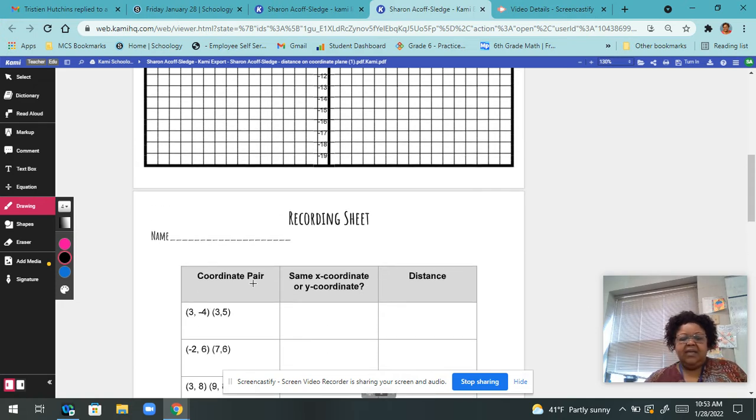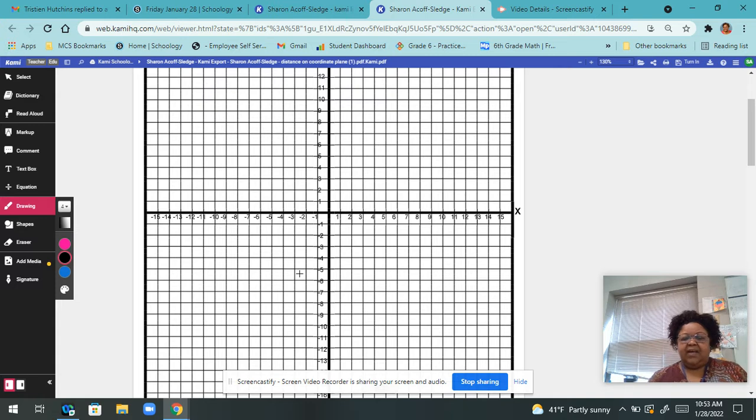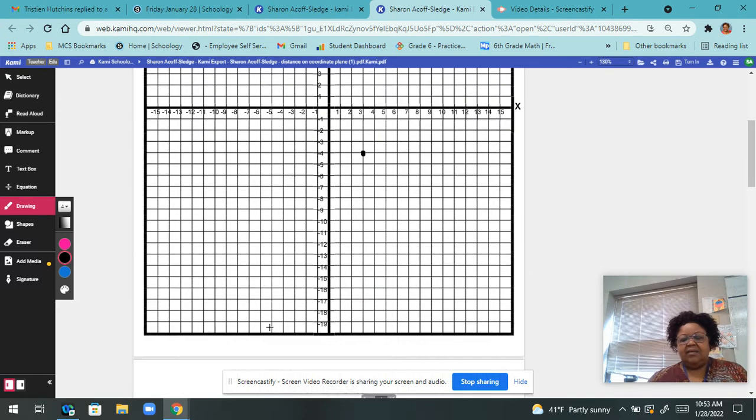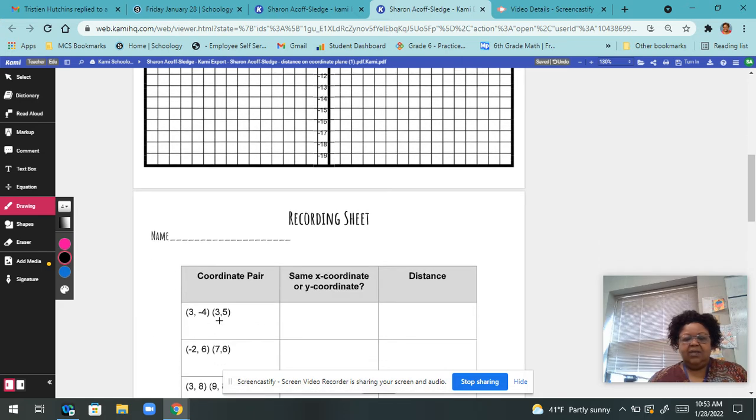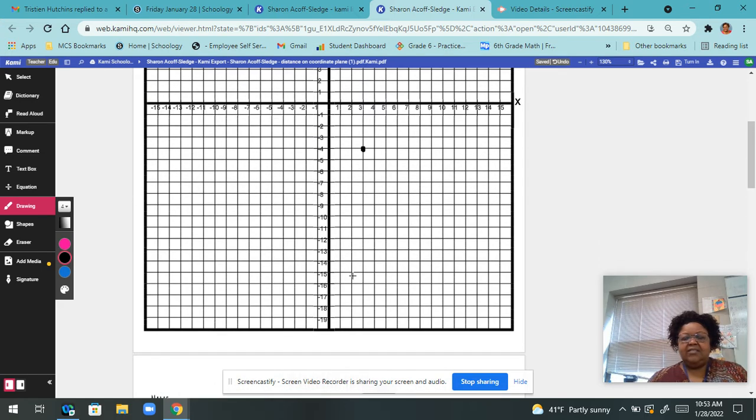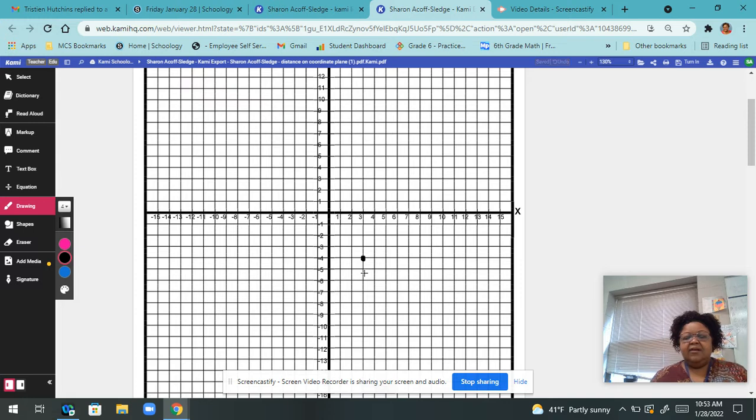So 3, -4, and 3, 5. My x is 3, so I go to the right because it's positive, and then -4, so I go down to -4. And my second point, I think, was 3 for x and 5 for y. So I go over to x is 3 and then up to 5. Okay, and that's my second point.